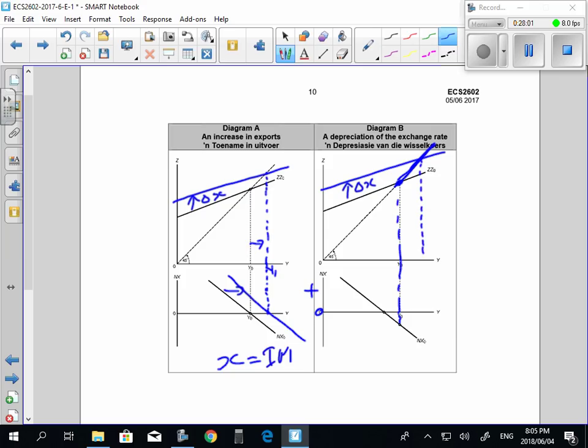So our new output and income is at Y1, but it is still a shift of the net exports curve to the right, and as we can see, we are still at a trade deficit or in the negative. All right. Any questions?